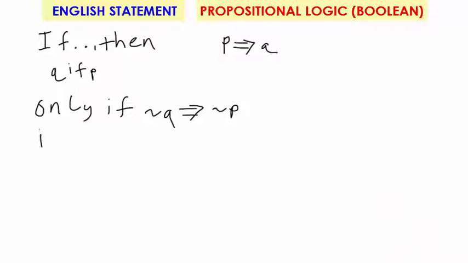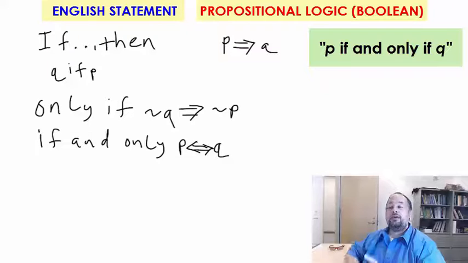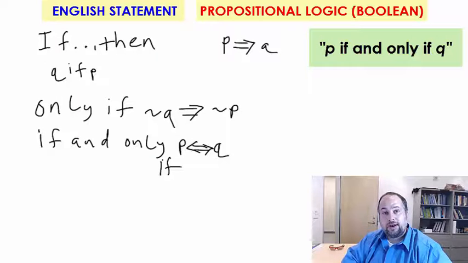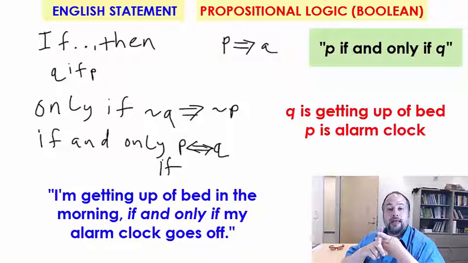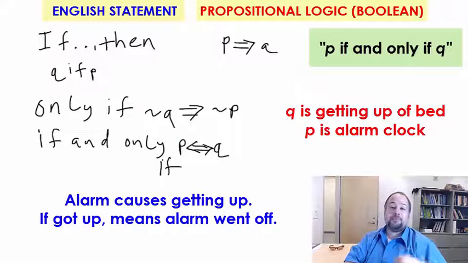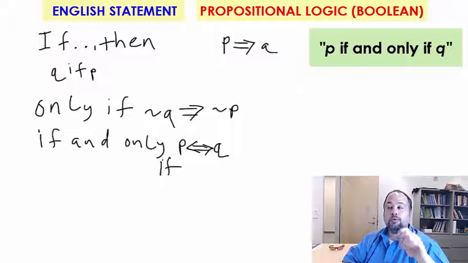Okay, then we have the common if and only if. If and only if is really a bidirectional implication. It's P implies Q and Q implies P. So I'm getting up out of bed in the morning if and only if my alarm clock goes off. My alarm clock causes me to get up out of bed, and if I got up out of bed, that means my alarm clock went off. So each implies that the other one is true. That's if and only if.